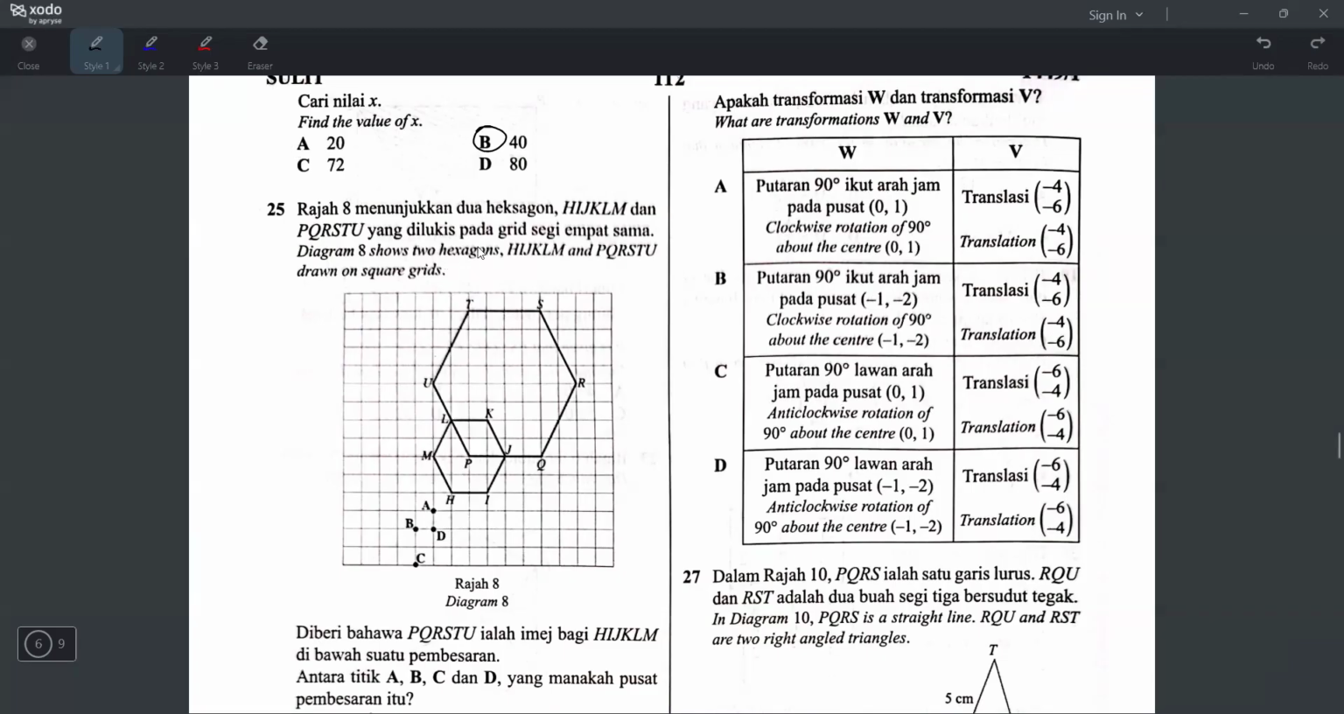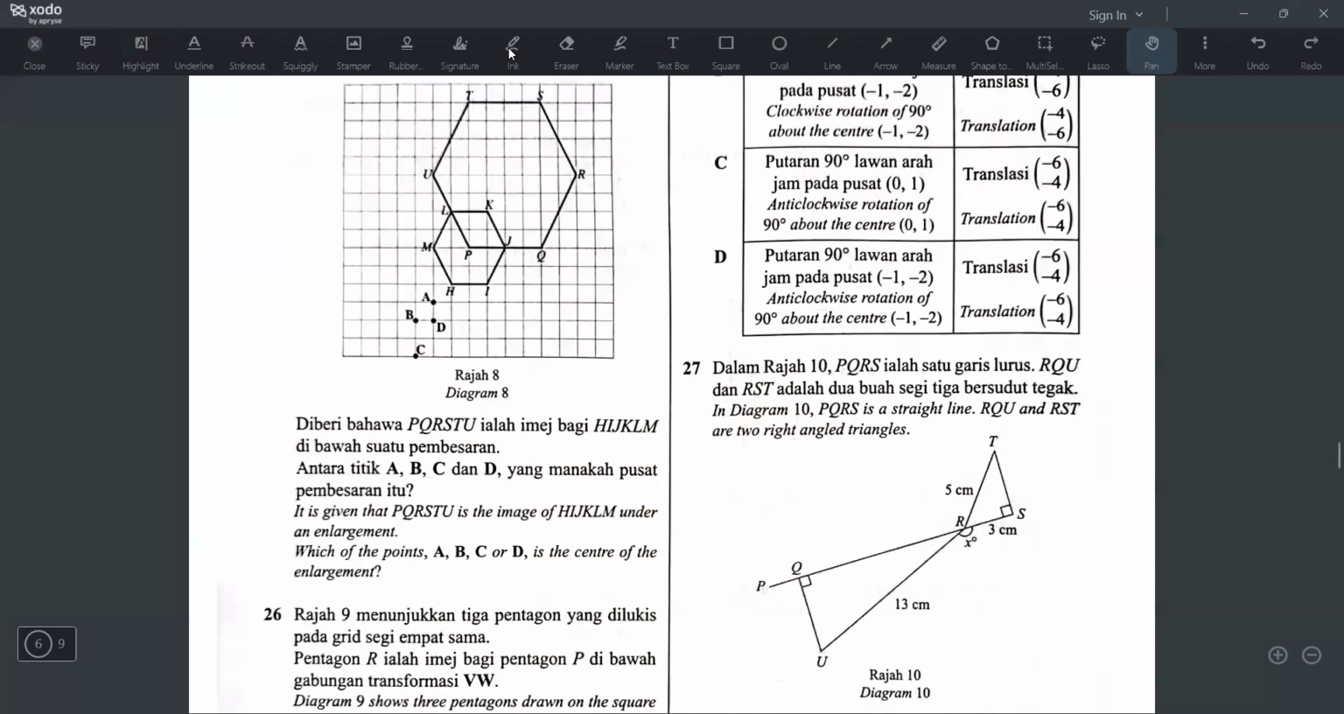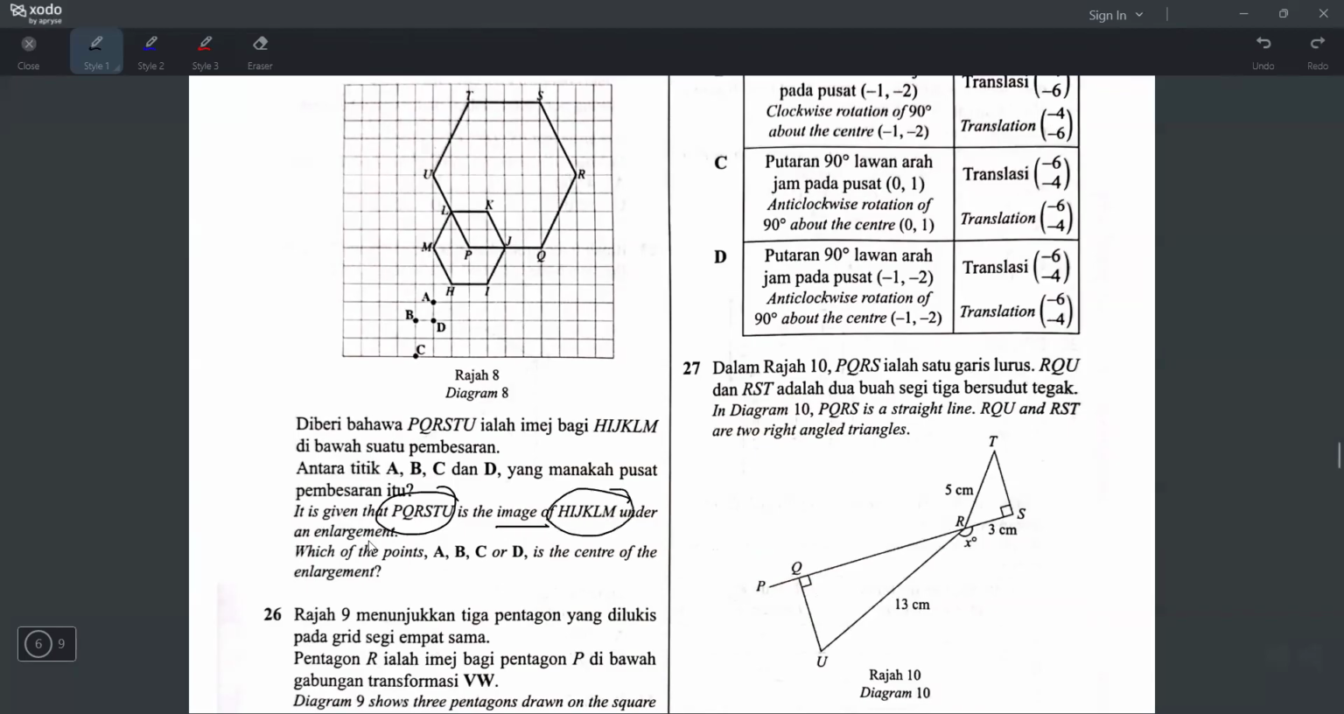25. Diagram 8 shows two hexagons. Okay, saya sudah nampak ada dua hexagon. HIJKLM, the small one, and PQRSTU, the big one, drawn on square grids. Okay, nothing important here. And then it is given that PQRSTU is the image of HIJKLM under enlargement.